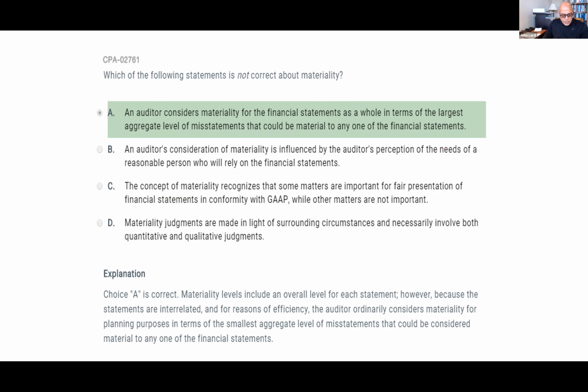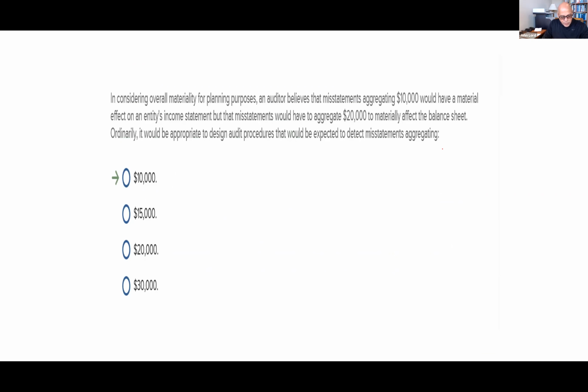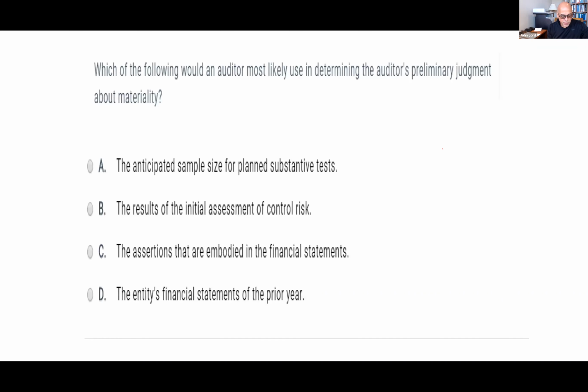Let's go ahead and take a look at another question. In consideration of overall planning purposes, an auditor believes that misstatements aggregating 10,000 would have a material effect on the income statement, but misstatements would have to aggregate 20,000 to materially affect the balance sheet. We would pick the 10,000. We used the exact numbers in our example a couple of times, right? It's going to be the 10,000, the smallest level.